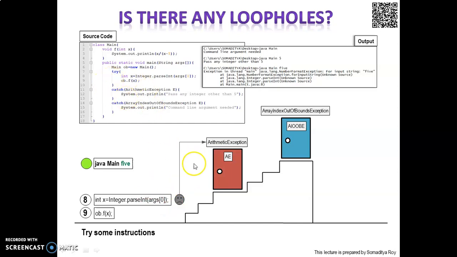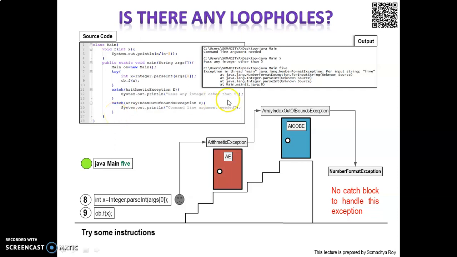So that object first checks the first catch block and finds this catch block is able to handle only arithmetic exception. So it goes to the next catch block and finds this catch block is able to handle only array index out of bound exception. So it moves further and finds there are no other catch blocks. So finally our system fails at that point. So from line number 8 there is a number format exception and there is no catch block which is able to handle number format exception. So the system stops working properly.